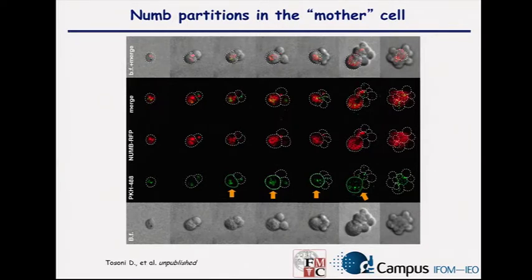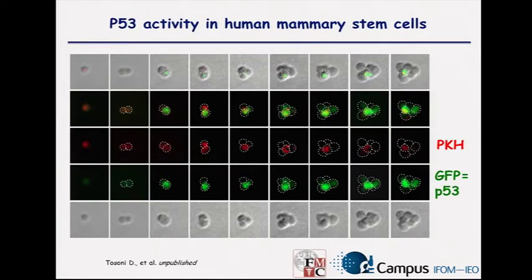If we follow the PKH, which here comes in a green flavor, you see that the PKH stays in one of the cells, which is actually the one that retains the stem cell fate. And if we follow NAM, you see that NAM is mostly retained in the cell which corresponds to the stem cell. So at the division of the stem cell, NAM stays in the cell that retains the stem cell fate. Well, what about p53? The idea here is that NAM should stabilize p53 in that cell, in the stem cell, and this is actually what happens.